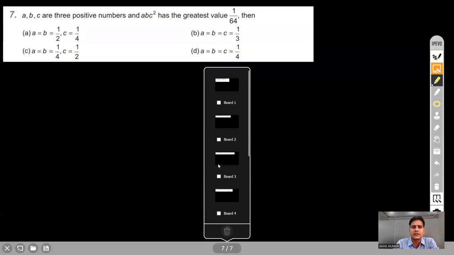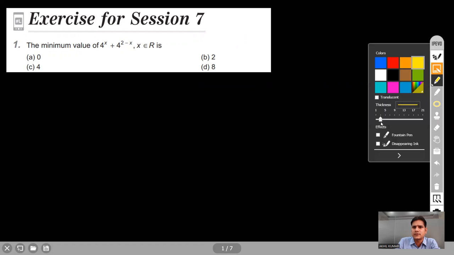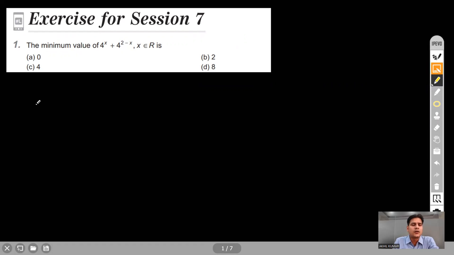Question number one of exercise number 7. The question is saying, the minimum value of 4 raised to power x plus 4 to the power 2 minus x, where x belongs to real numbers. So we have to find the minimum value of this given function. So I'm taking it as 4 raised to power x plus 4 raised to power 2 minus x. We have to find the minimum value of this, right?